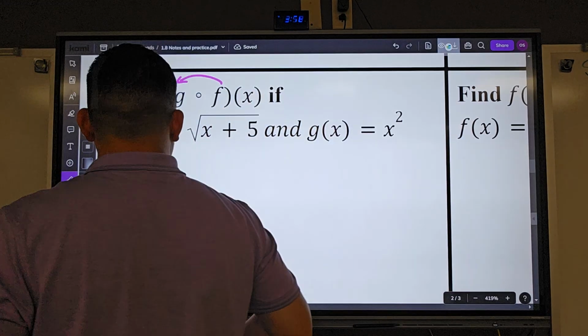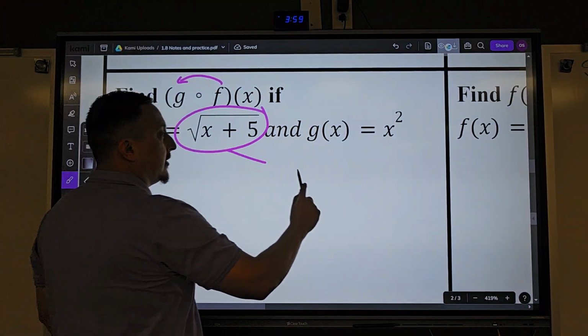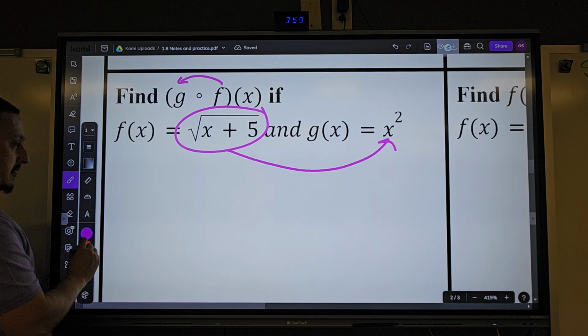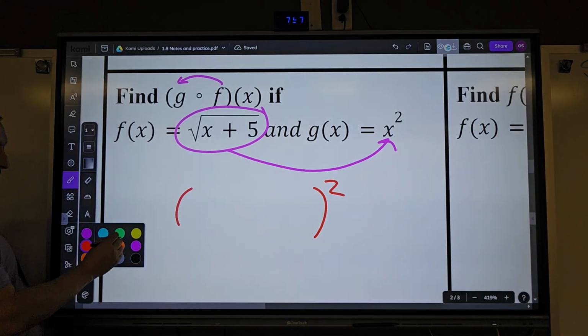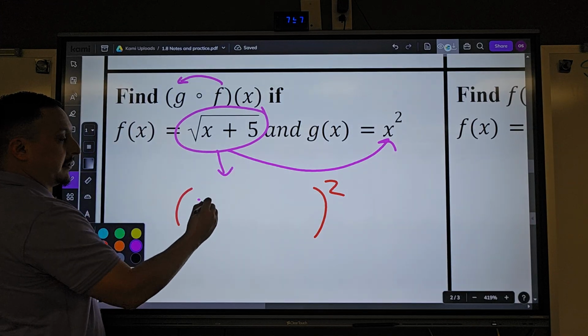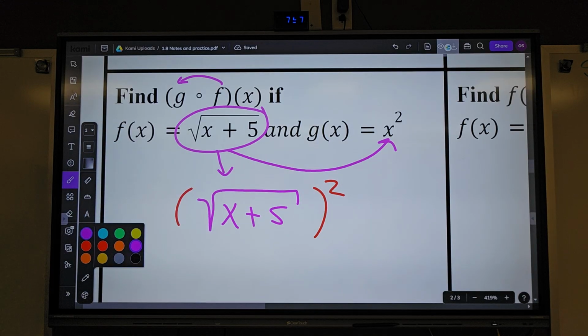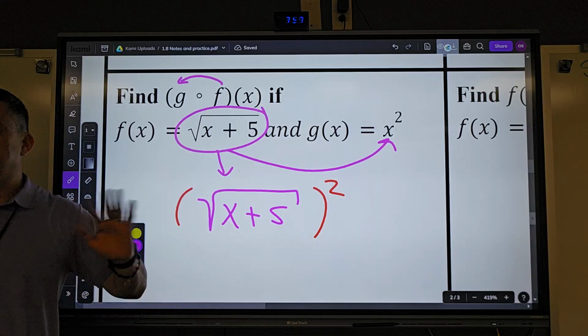Okay, so here's what it looks like. F is going to go inside of G. So G is something squared. Inside that something, I put it here. That parentheses that I put is not necessary. So if you didn't put that parentheses, it's okay. That's the setup. How many of you set it up right? With parentheses or without, it's the same.